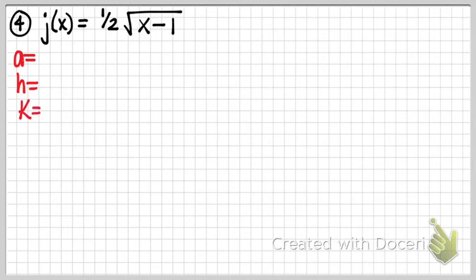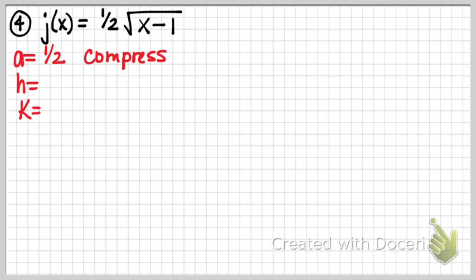What is A? Looking at your pink sheet, look to see where is A. Where can you find A in the square root function? It's in the front of the square root. So what number do you have in front of the square root? 1/2. So what's that going to make our graph do? Compress.